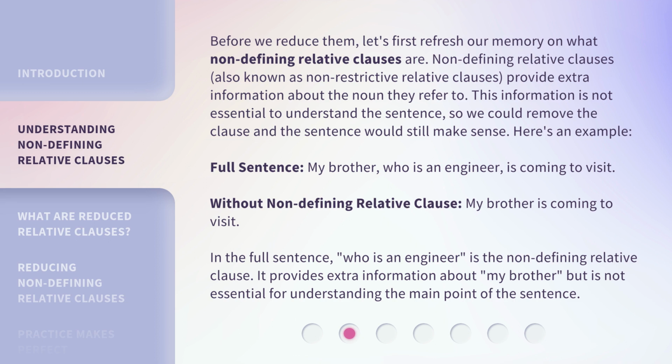Full sentence: My brother, who is an engineer, is coming to visit. Without the non-defining relative clause: My brother is coming to visit. In the full sentence, "who is an engineer" is the non-defining relative clause. It provides extra information about my brother, but is not essential for understanding the main point of the sentence.